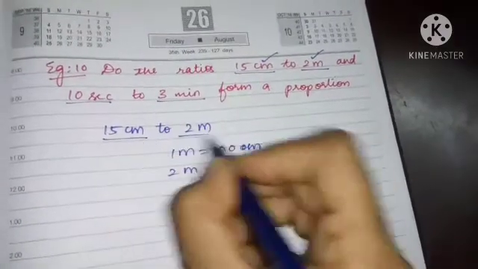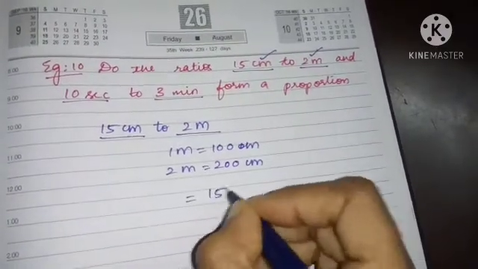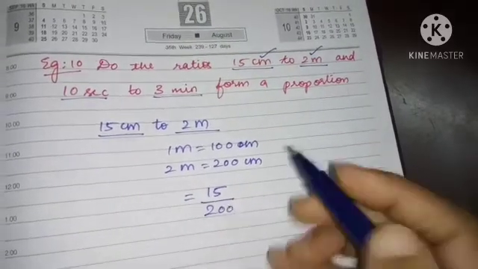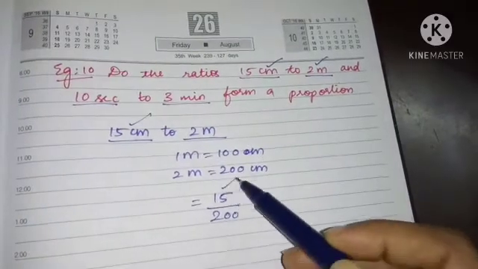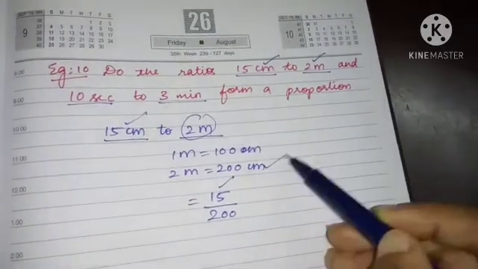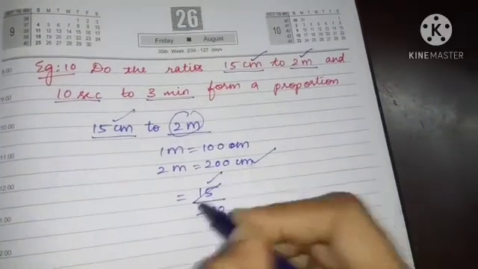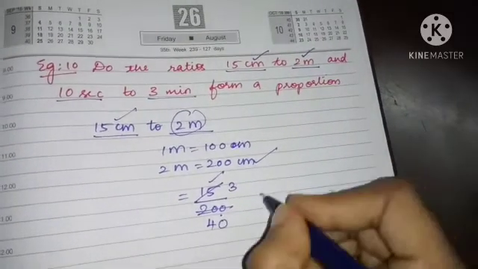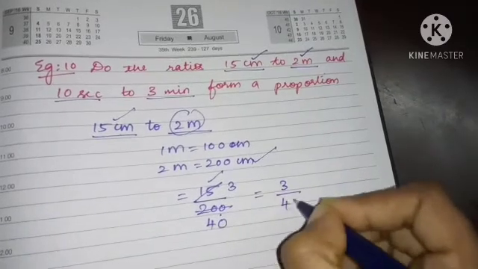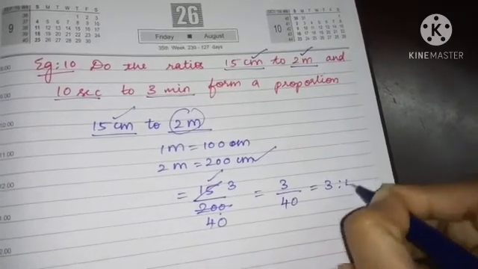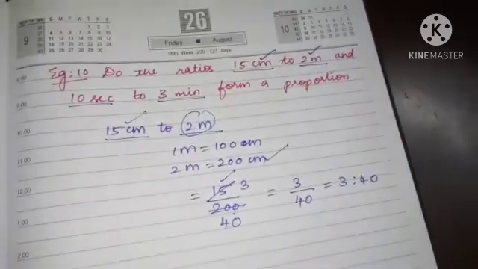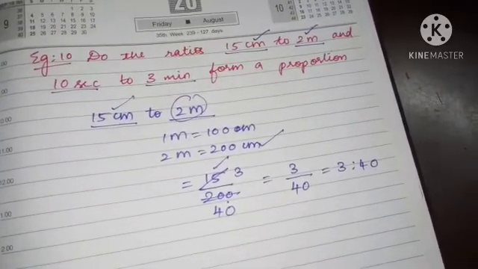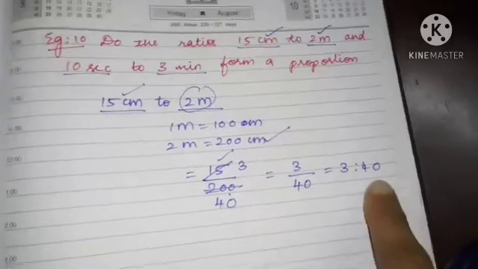So what is the fraction for this? 15 centimeter divided by 200 centimeter. 15 centimeter I wrote in the numerator, 2 meter I wrote as 200 centimeter. Cancelling it: 5 3s are 15, 5 4s are 20, 0. So what you are getting? 3 by 40, which is nothing but 3:40. So the first ratio you got is 3:40.